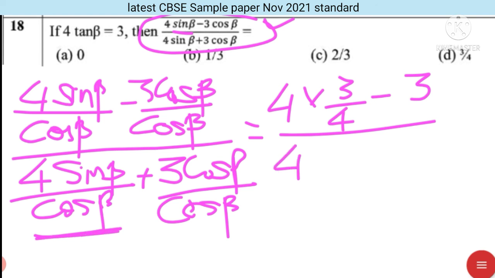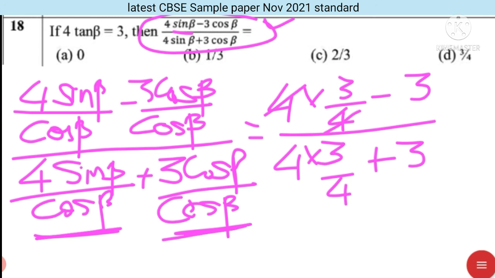So I get 4 into tangent beta, which is again given to me as 3 by 4, plus this is cos beta by cos beta, 1. So this is what I have to solve. The simple thing is 3 minus 3 is 0 divided by 6, and 0 is the correct option.